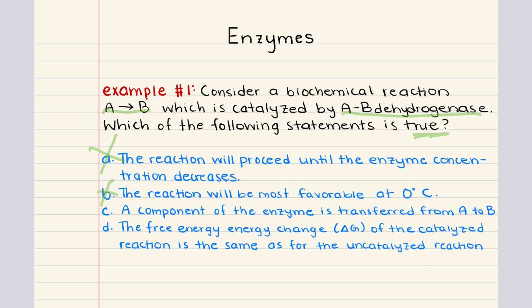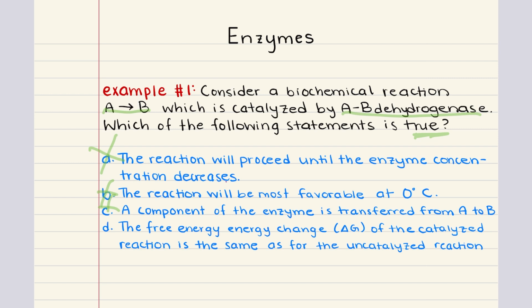C says a component of the enzyme is transferred from A to B. That would imply that part of the enzyme becomes part of the product, but that's not what enzymes do. Enzymes participate in the reaction, but they're not consumed and they do not become part of the product. They may temporarily bind the substrate or form an intermediate, but at the end of the reaction, the enzyme is released unchanged. So C is incorrect.